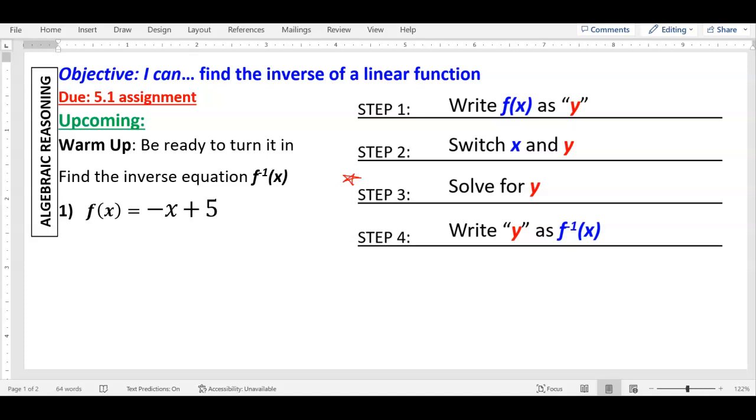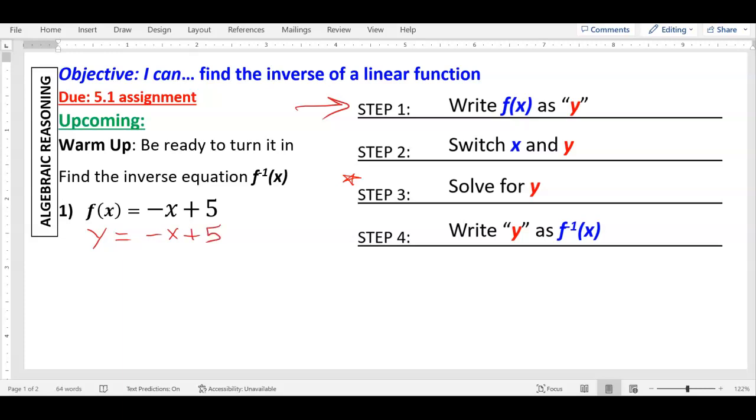All right. So again, it's similar to yesterday. We had one just like this. We're doing it again just to make sure we understand inverse equations, and all the steps are here. So first step, what am I going to do to that f of x? What do I write inside of f of x? Okay, so y equals negative x plus 5.